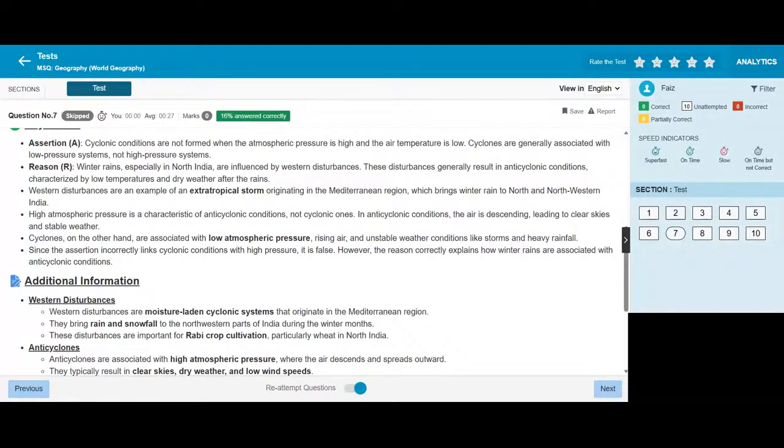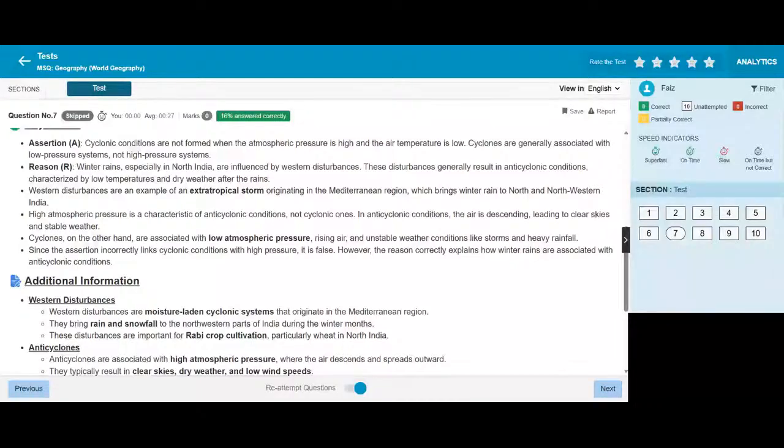These systems generally resemble anticyclonic conditions, characterized by low temperature and dry weather. Western disturbances are an example of an extratropical storm originating in the Mediterranean region, which brings winter rain to north and northwestern India. High atmospheric pressure is a characteristic of anticyclonic conditions, not cyclonic ones. In an anticyclone, the air is descending, leading to clear skies and stable weather.